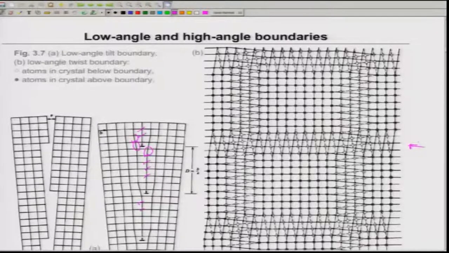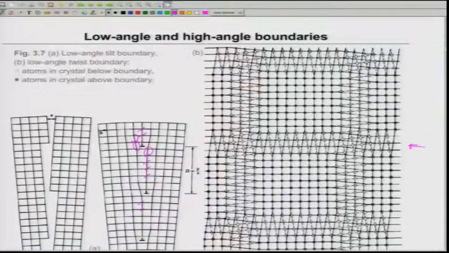So, this boundary is nothing but a cross of two sets of screw dislocations. One set is shown by the solid lines, the other set by the dotted lines. That is what you see, and it is a little difficult to understand. That is why the experimental work on twist boundaries is very limited.